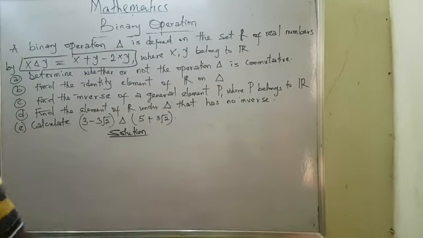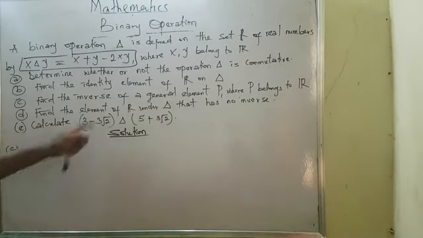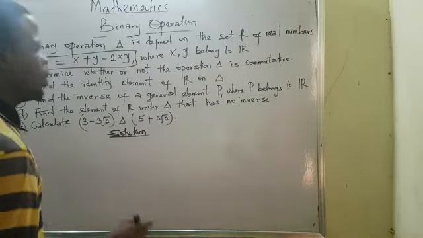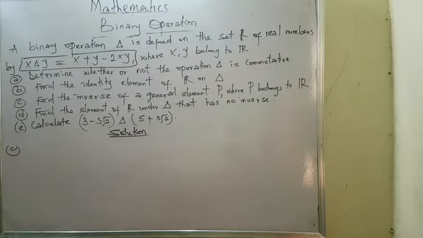That is question C. Find the inverse of a general element P, where P belongs to R. I should have written something in terms of P here, but since you are assuming P belongs to R, I can change any of them there. Just look at my explanation.